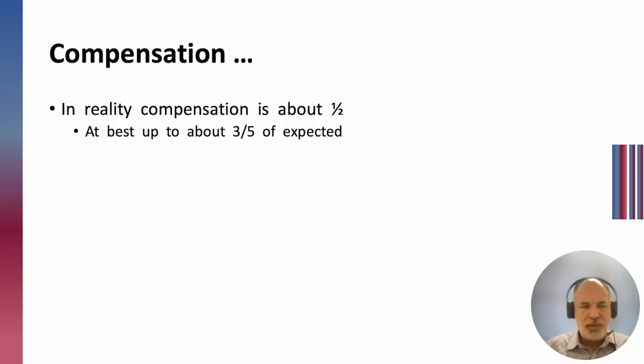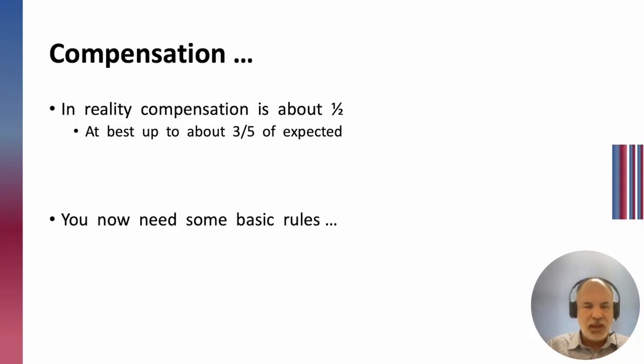So as far as compensation goes, in reality, compensation can be about half way back to normal, and at best up to about 3/5 of expected. So if we look at metabolic acidosis, for which we can compensate the best in terms of hyperventilation, we can manage to compensate our pH about 3/5 of the way back to normal.